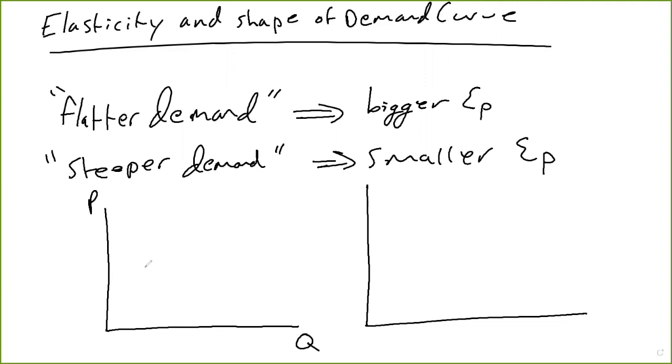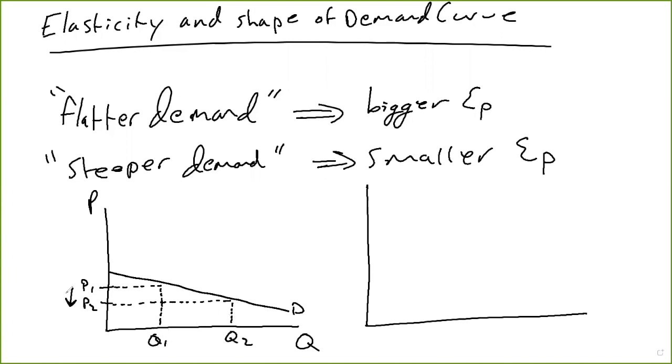So with a flatter demand curve, right, that means we have a smaller slope, which means our demand curve is going to look something like this. What that means is when we have a change in price from P1 to P2, the change in quantity demanded is going to be quite big compared to the price change. So we have a relatively small price change and a relatively big change in quantity demanded.